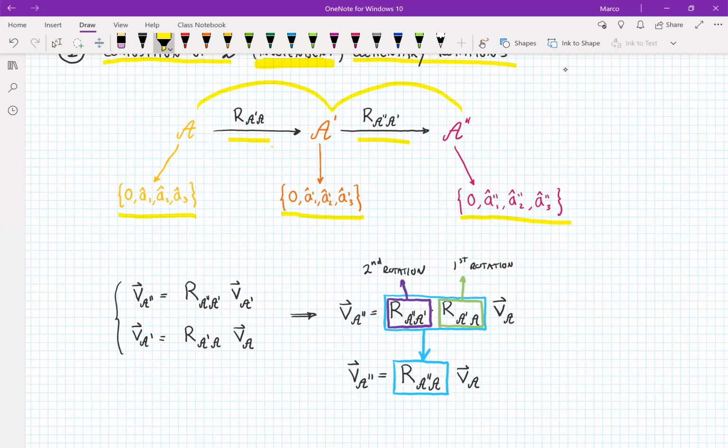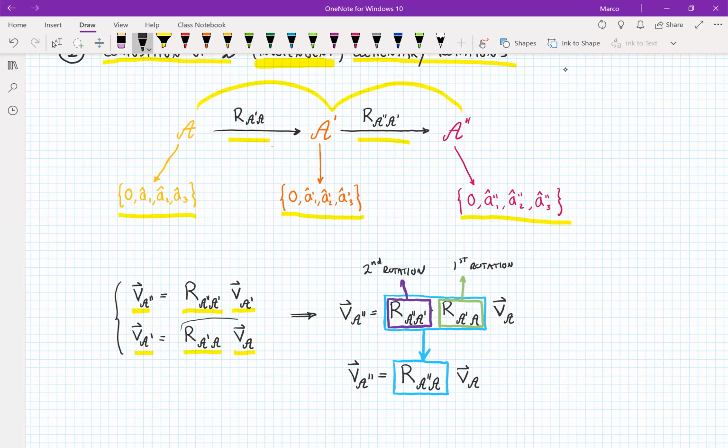So now if we have a vector v expressed in the A double prime reference frame, that can be written as the rotation matrix between A prime and A double prime times the same vector expressed in the coordinates of A prime. Now, what is VA prime? Well, VA prime is the rotation matrix between A and A prime times the same vector expressed in the coordinates of reference frame A.